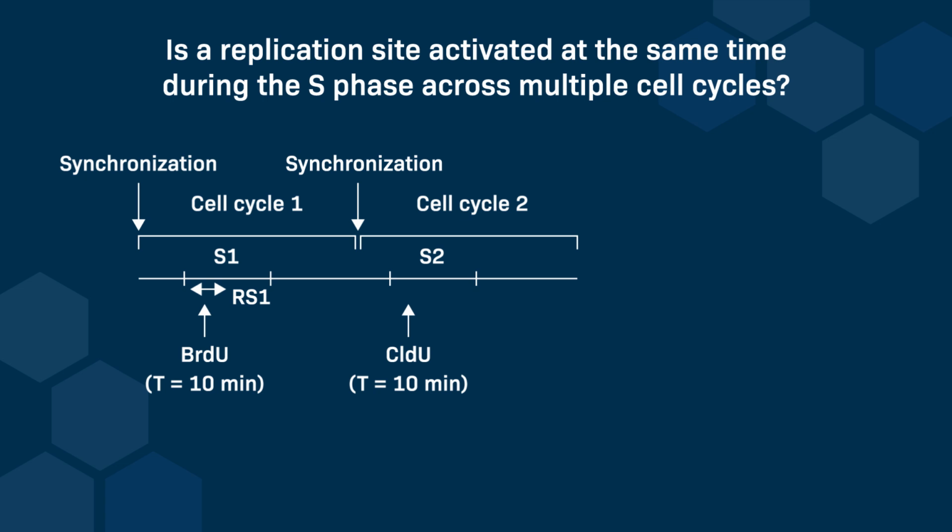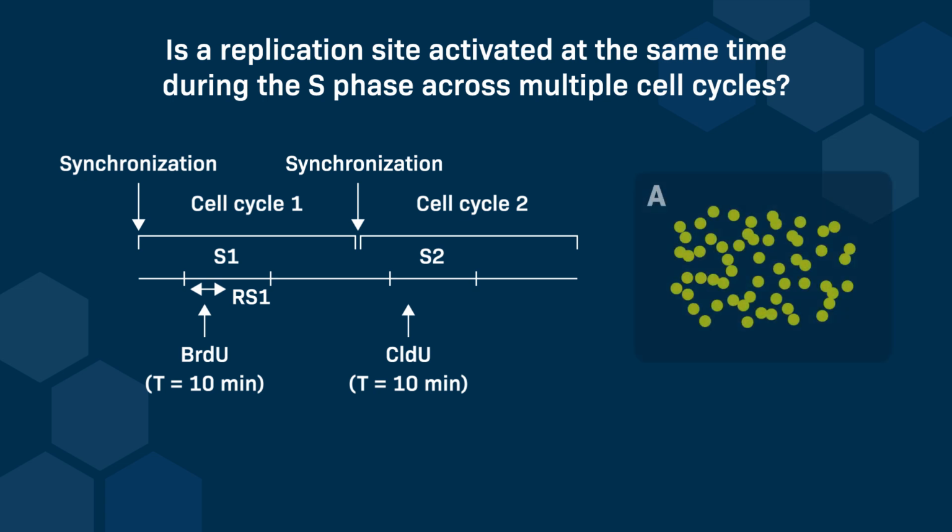If the hypothesis is correct and a replication site like RS1 is activated at the same time in both cell cycles, it would incorporate BRDU in the first cycle and CLDU in the second cycle. As a result, it would be detected by both antibodies and show up as a yellow fluorescent spot under microscopy. The experimental results showed that 100% of the replication sites appeared as yellow spots, which indicated that the replication sites were activated at the same time during both cell cycles.